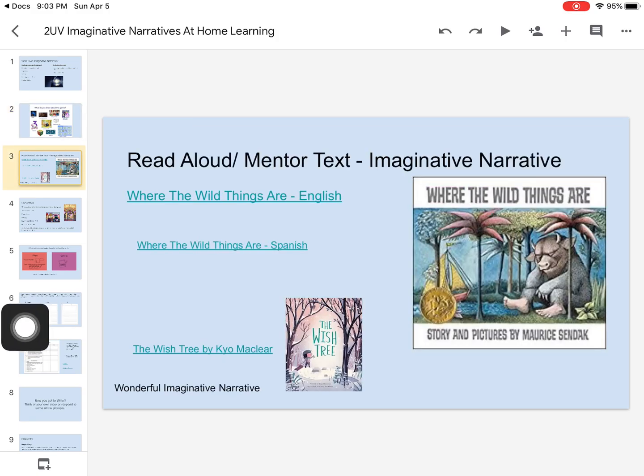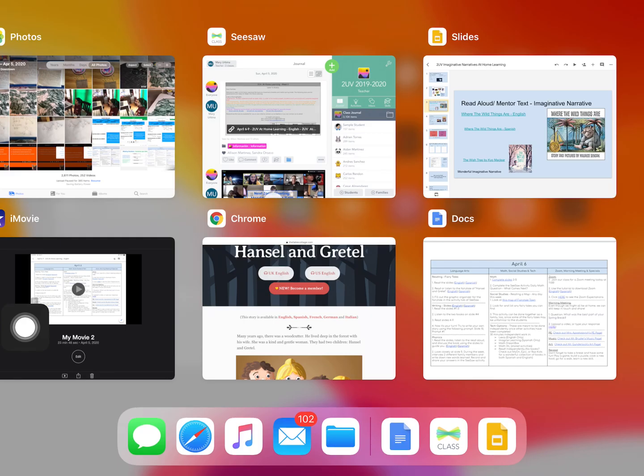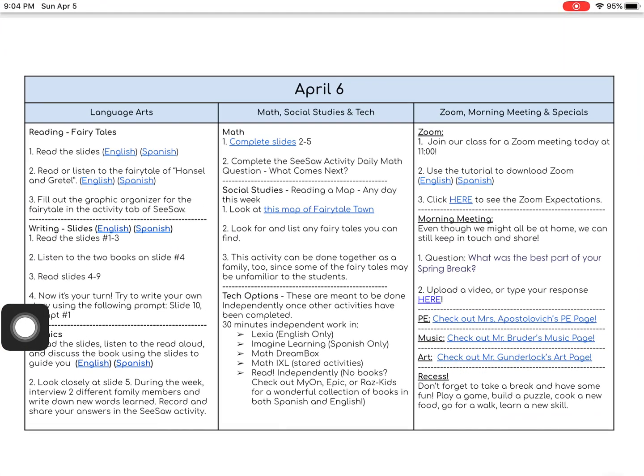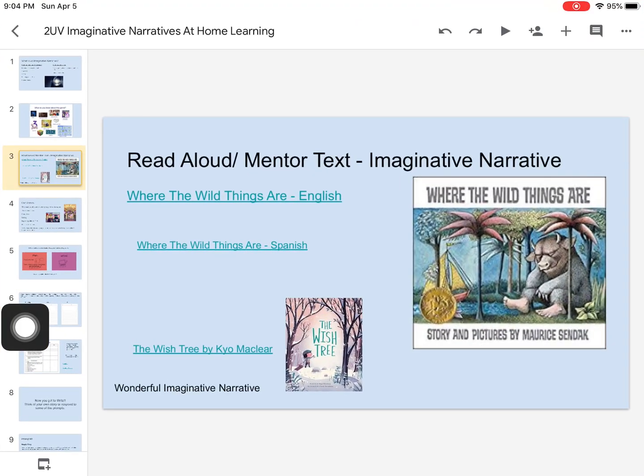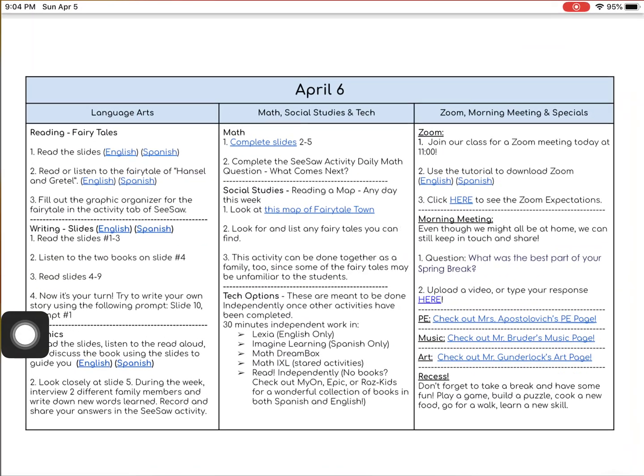Once you're reading these slides, step 2 is to listen to the books. It says slide 4, but this is actually slide 3. So you're going to listen to the books here for Where the Wild Things Are in English. Here's the link in Spanish. And then there's also the story of the wish tree. This one is only available in English. So you're going to listen to those stories.